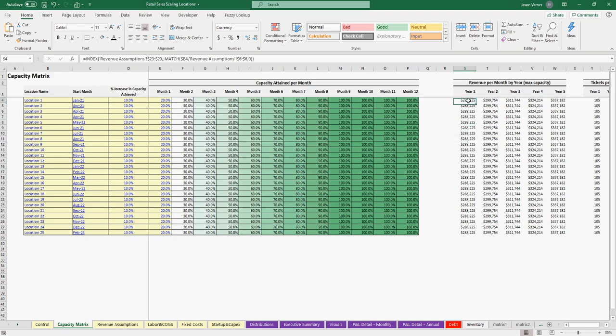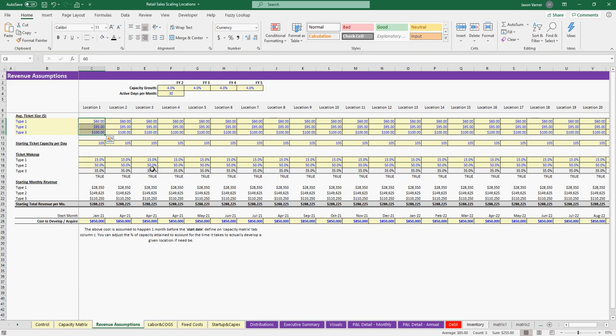What you can see, this is just doing an index on the revenue assumption, essentially looking up this value, because we can calculate it here. We say that's the max it can do in a given month, and based on that, how much revenue is going to happen per the capacity. So there's a lot of lookups. I try to use indexes because those are the least likely to break if you start messing with things.